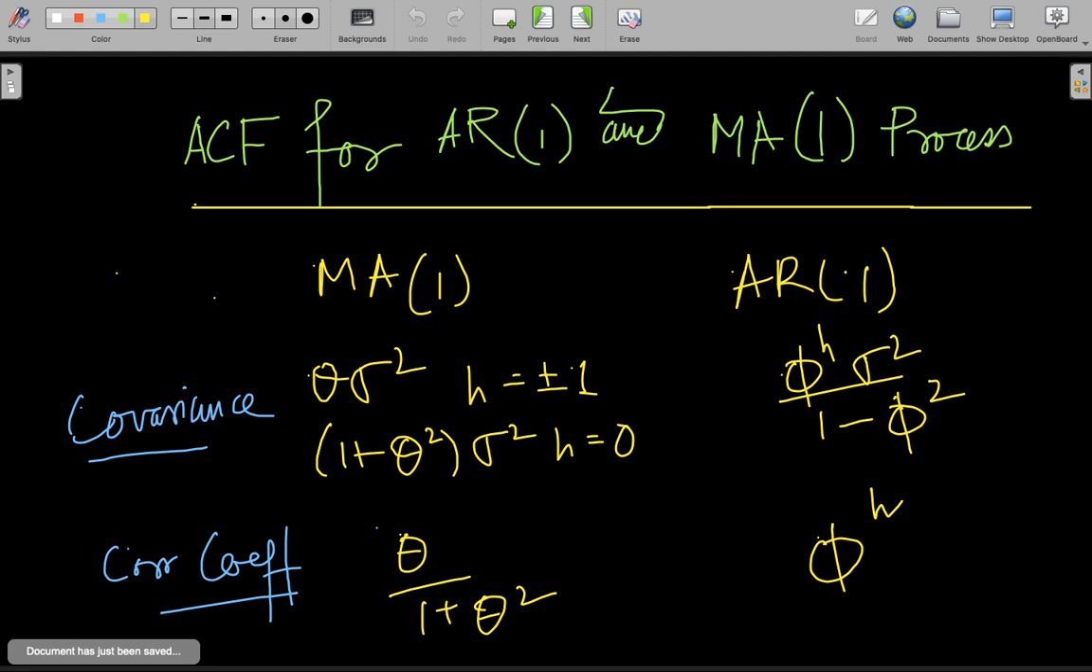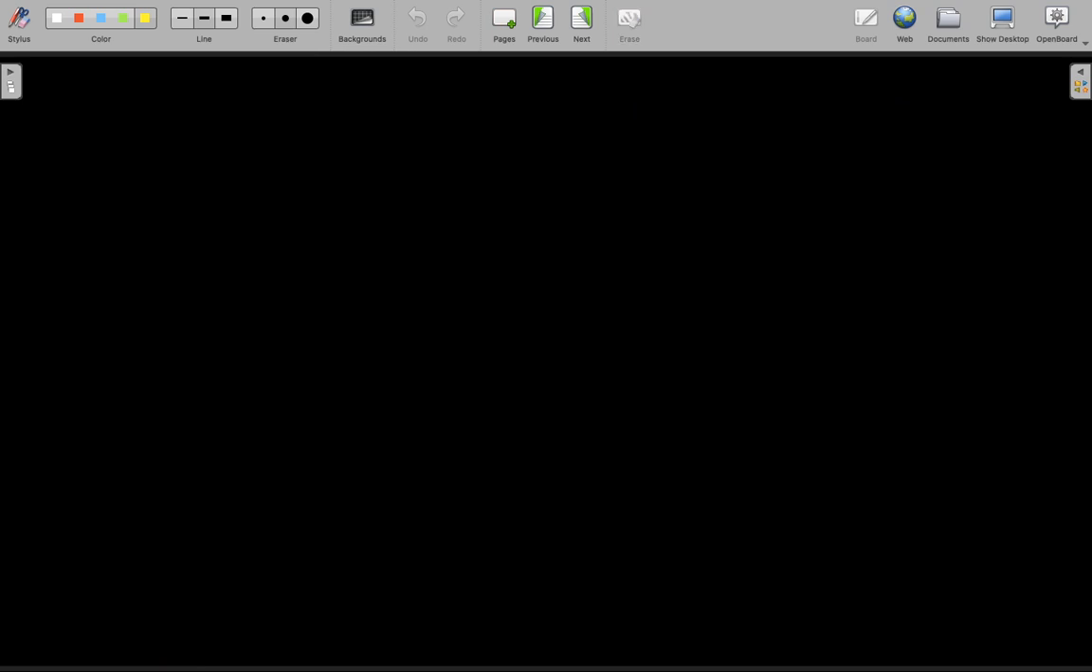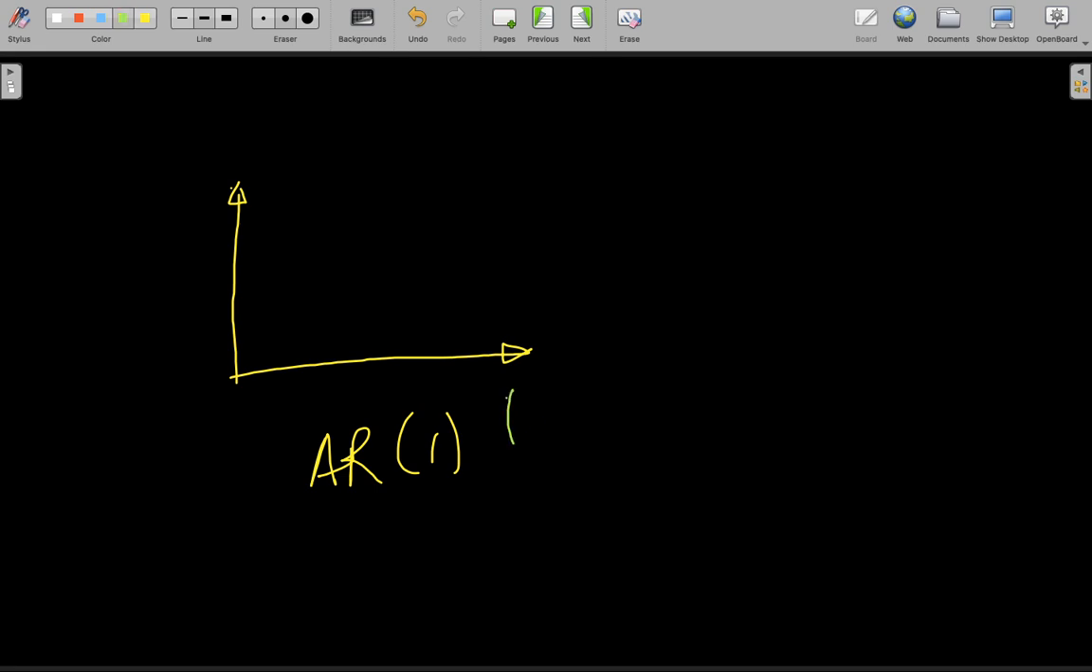Okay. Now let us actually diagrammatically try to plot an AR1 process and an MA1 process. Let us say this is our AR1 process. I'll write AR1 process. I plot here, let me use a different color, I plot here the lag, and I plot here, say, my correlation coefficient. Normally I represent it as rho for a, say, lag h, rho h.